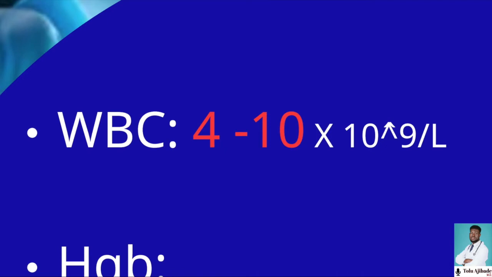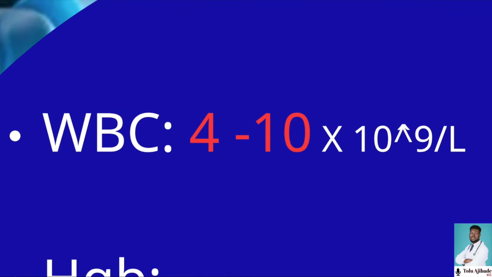So white blood cell is one of those values you just have to know. I learned white blood cell at just 4 to 10 times 10 to the power of 9 per liter. How do I remember this? I don't know, I just know it. So 4 to 10 white blood cells.